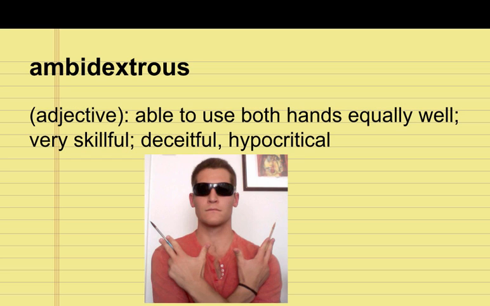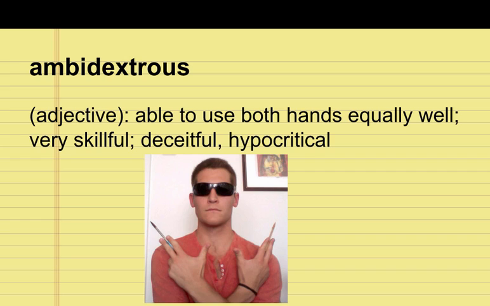Our next word, ambidextrous, is an adjective, and that one's on yellow. So all the words are color-coded. Nouns are going to be green. So ambidextrous means able to use both hands equally well. It can also mean very skillful, and it can also mean deceitful or hypocritical.